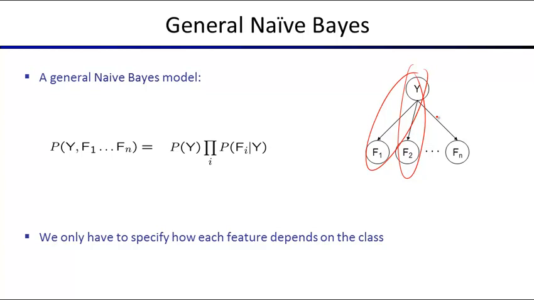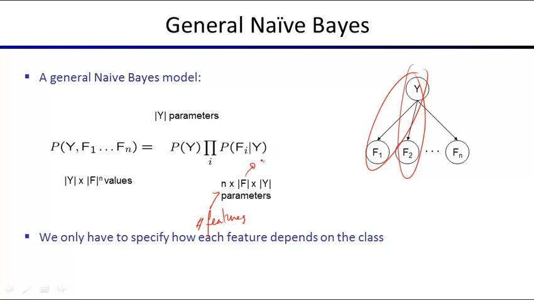So how many parameters do we have? In this case, we have the number of features, n, times F, which is the domain size for each feature, times the size of Y, which is the domain, the number of digits in case of the digit example. In general, the number of class labels.